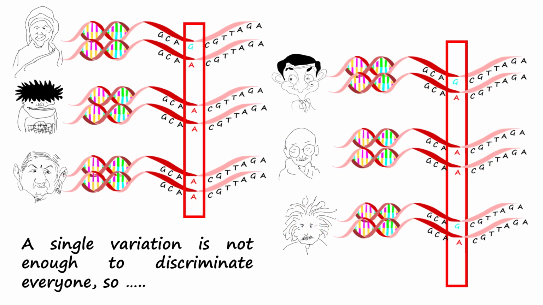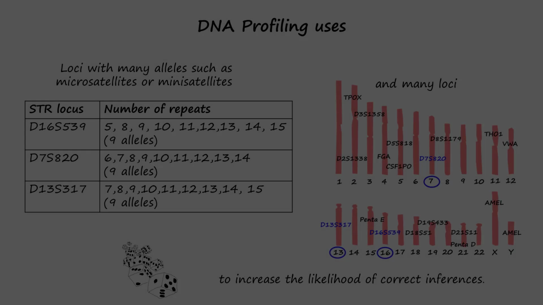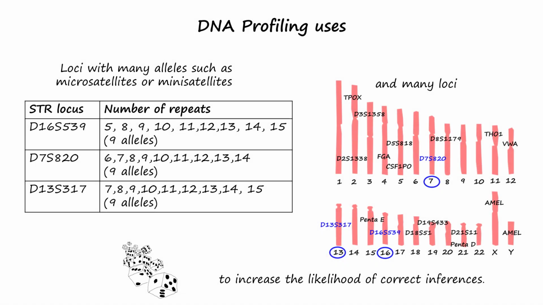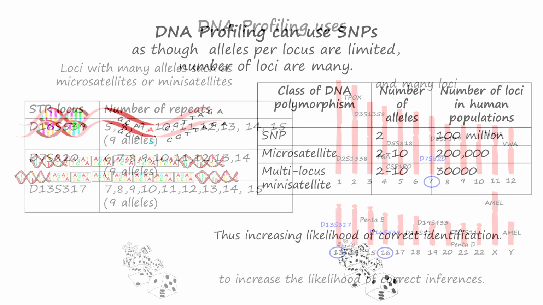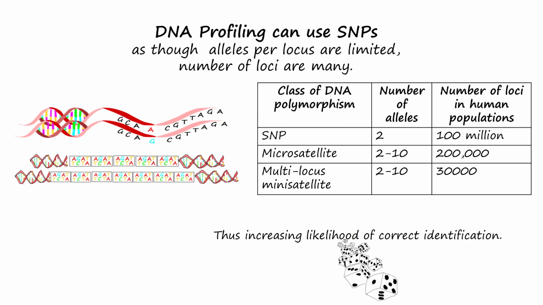A single variation, however, is not enough to differentiate individuals from each other. 13 to 20 tandem repeat loci with multiple alleles are often used in DNA profiling. The more loci are compared and the more alleles for each locus, the less chance there is that individuals will have the same alleles at all loci. Single nucleotide polymorphisms, SNPs, though having fewer alleles per locus than tandem repeats, are present more widely in the genome, so can also be used in DNA profiling.